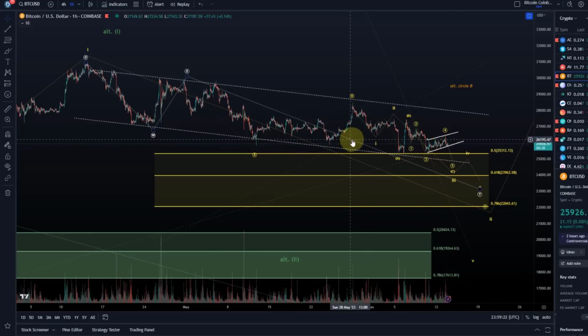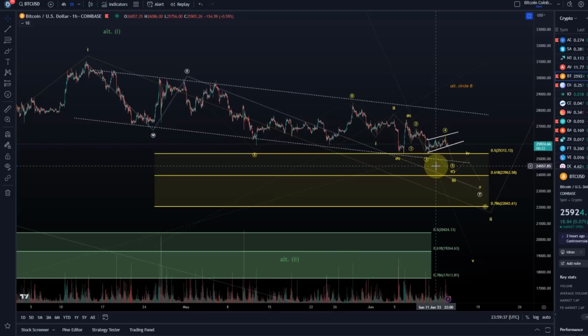Absolutely no indication that Bitcoin has bottomed. But technically, from a wave count point of view, depending on which of the wave structures I'm looking at, it is possible now that Bitcoin has bottomed. So let's first start with the wave count that I'm sort of leaning to.